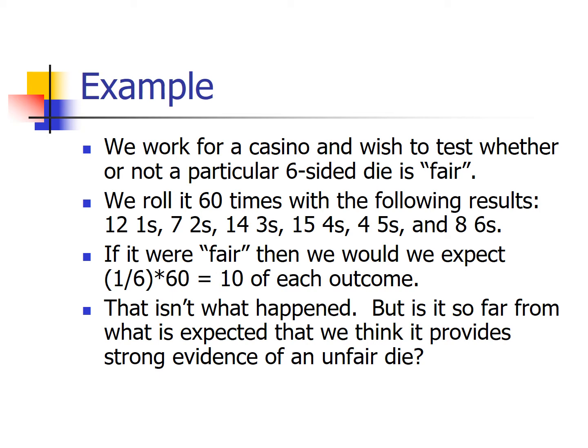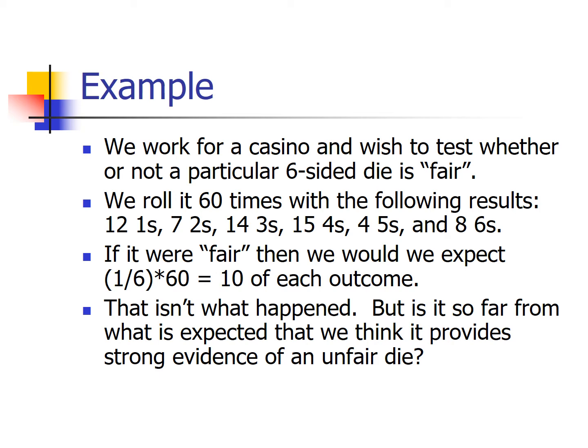This is really done all the time in manufacturing plants as part of quality control. You take some dice, you pick them out of the manufacturing line, and you roll them. Probably more than 60 times, but to keep our numbers easy to work with, let's just say we did it 60 times. And let's say we got 12 1s, 7 2s, 14 3s, 15 4s, 4 5s, and 8 6s. Now, if the die was fair, mathematically we would expect 10 of each. That's not what happened.